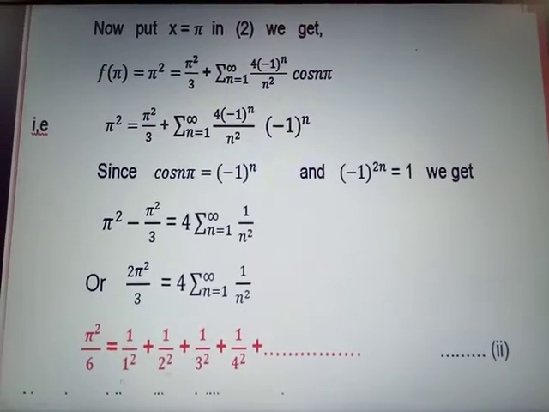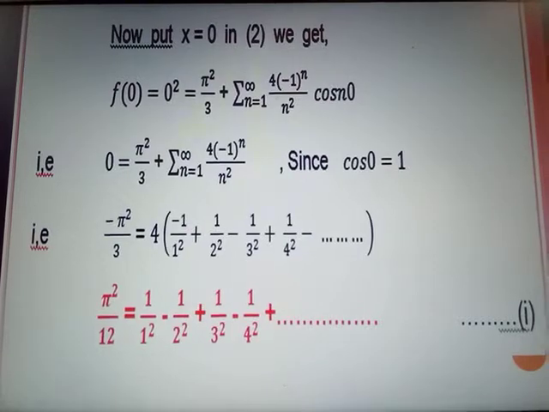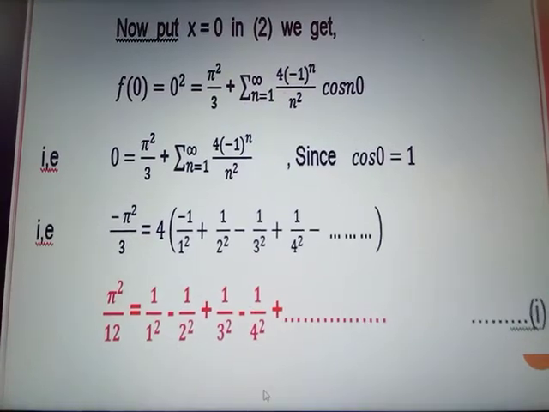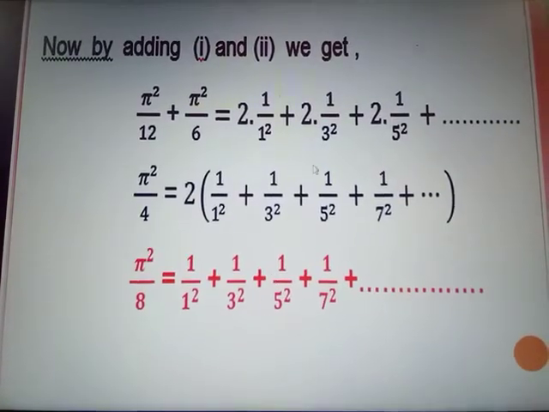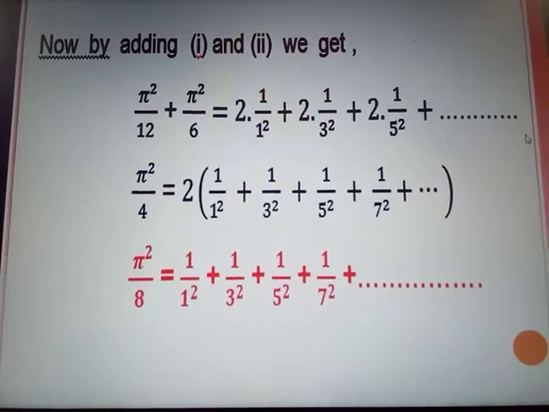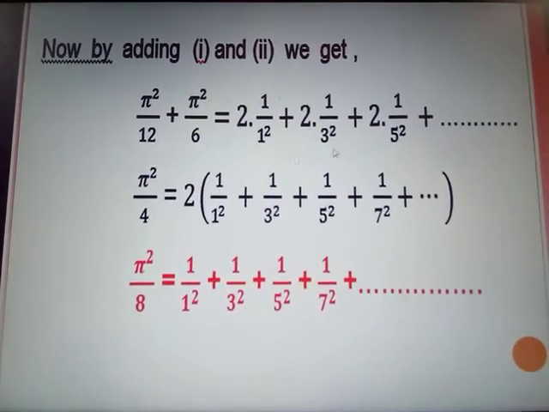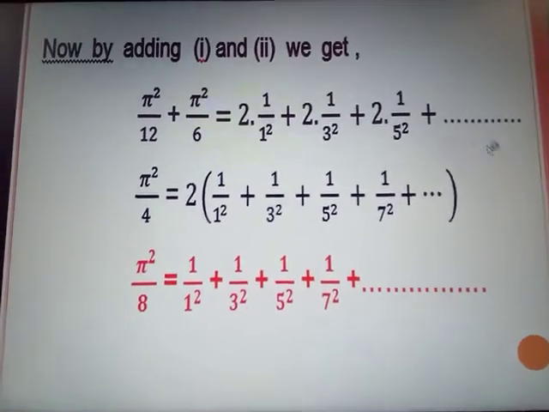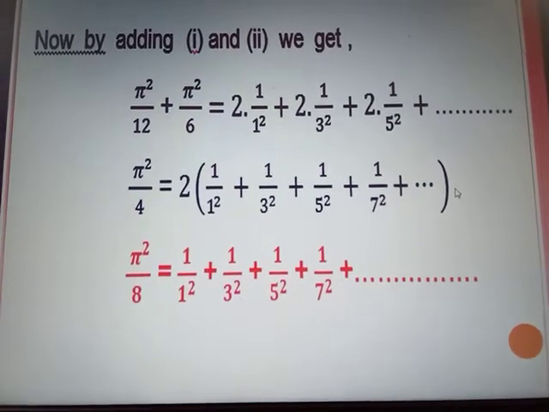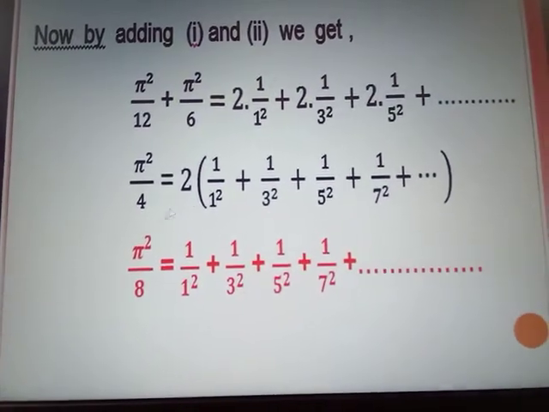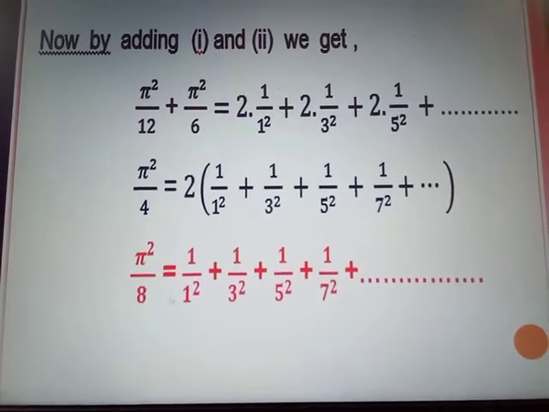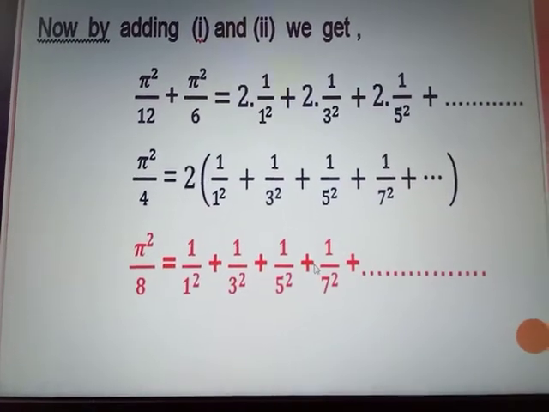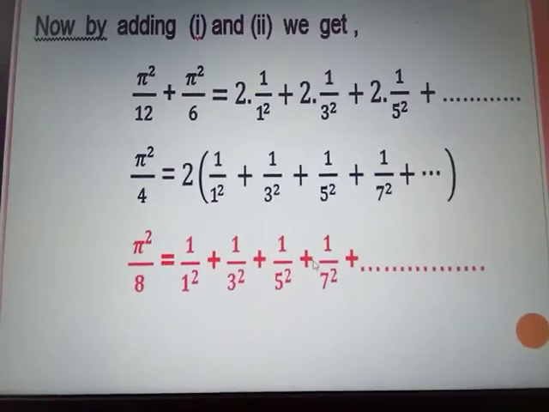Next, here 1 by 1 square, 1 by 3 square and so on values are there. Here also 1 by 1 square, 1 by 3 square values are positive. Therefore, it is 2 into 1 by 1 square plus 2 into 1 by 3 square plus 2 into 1 by 5 square plus and so on. Next, take 2 common in all these terms, we get 1 by 1 square plus 1 by 3 square plus 1 by 5 square. Next term is 1 by 7 square plus and so on. Then take this 2 to this side, we get pi square by 8 is equal to 1 by 1 square plus 1 by 3 square plus 1 by 5 square plus 1 by 7 square plus and so on.